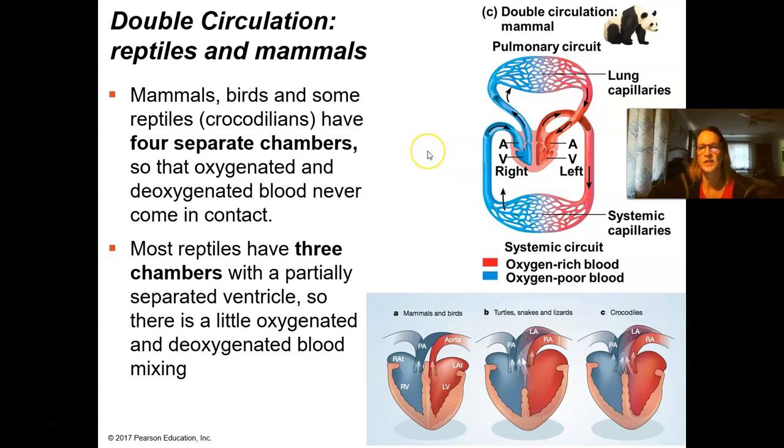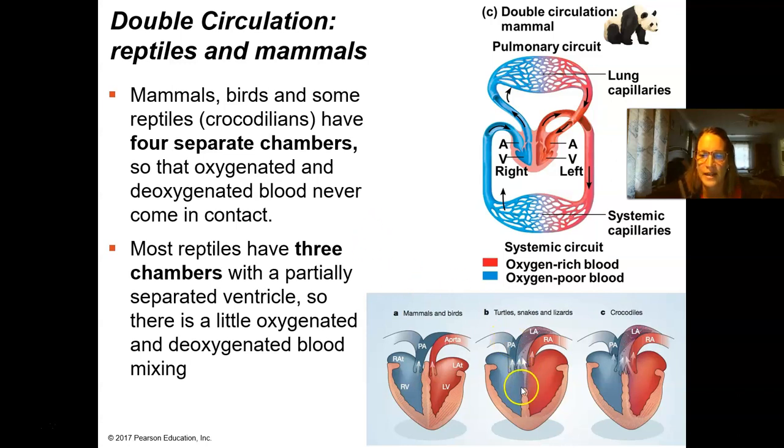Okay, so we're just going to run through this part really quick. The details aren't very important, but depending on which vertebrate you are, it influences how many chambers you have in your heart. So mammals, birds, and some reptiles, in particular crocodilians, have 4 separate chambers. So their hearts all look very similar, with 2 atria and 2 ventricles. Oxygenated blood and deoxygenated blood never come in contact with one another. They're fully separated. However, most reptiles besides the crocodilians have 3 chambers with a partially separated ventricle.